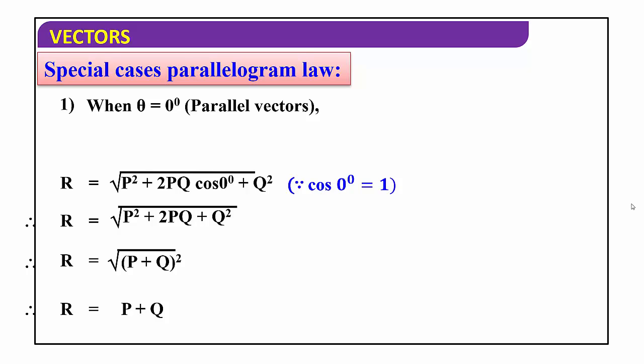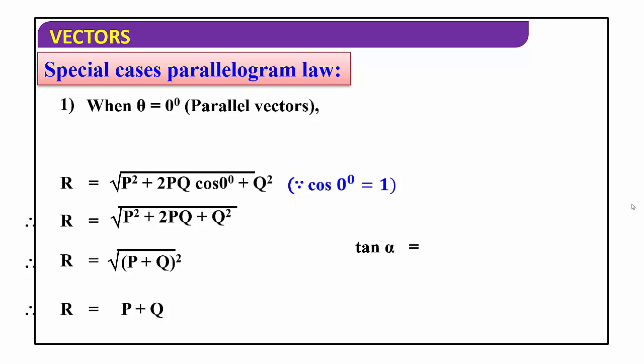What is the final expression? Resultant vector R is equal to algebraic sum of two vectors P and Q only when theta equal to 0 degree. Theta equal to 0 degree means these two vectors are parallel vectors.